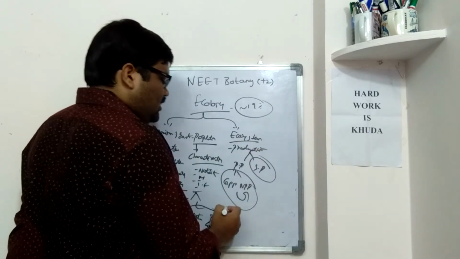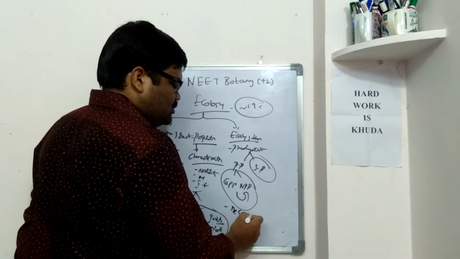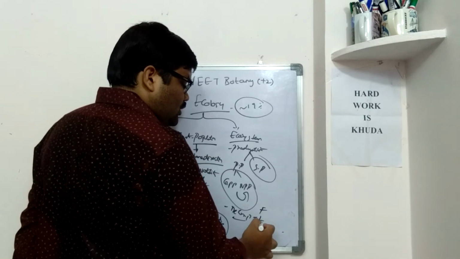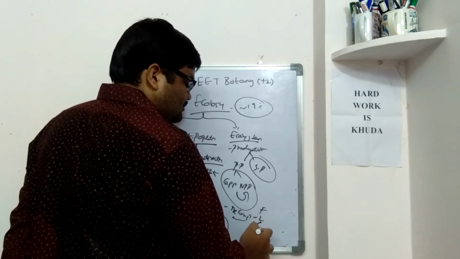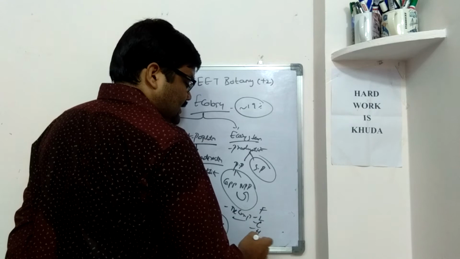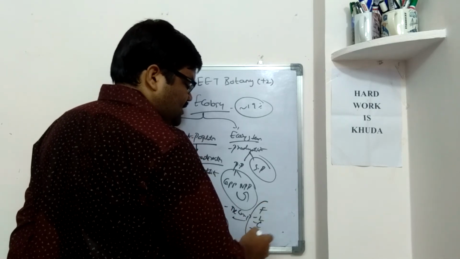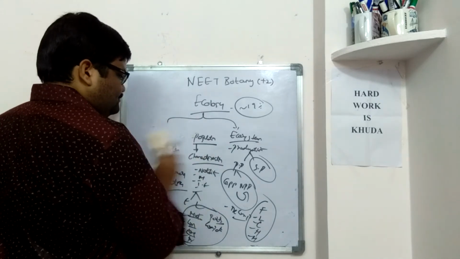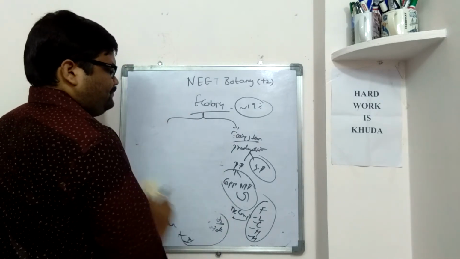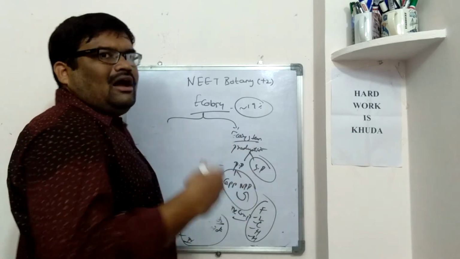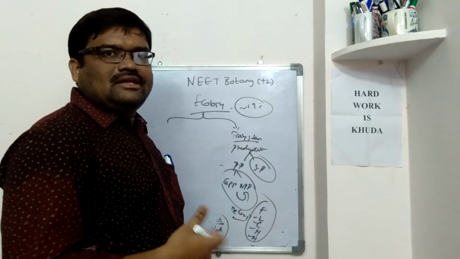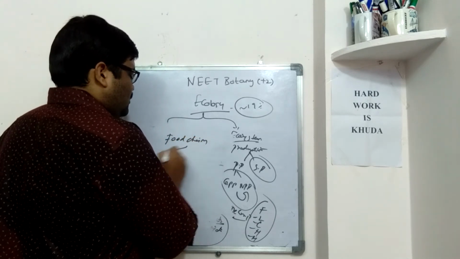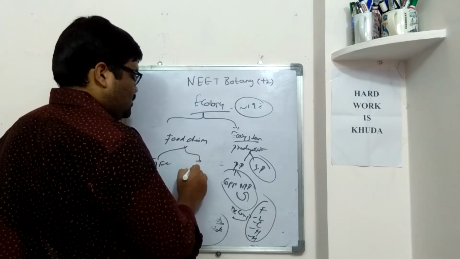So, productivity. Then decomposition. What to learn about decomposition: fragmentation, leaching, catabolism, humification, then mineralization. These are the different steps involved in decomposition. Apart from these, we have to learn about different food chains. I'll discuss how the energy is transferred in food chains.